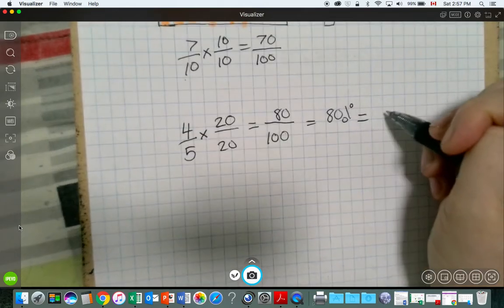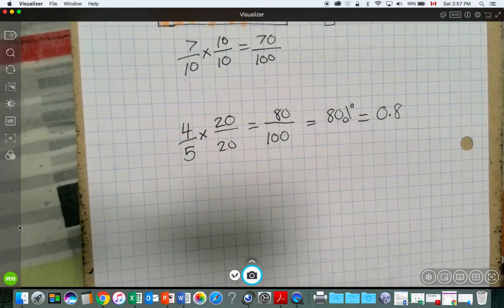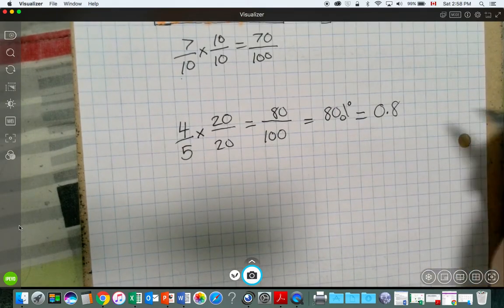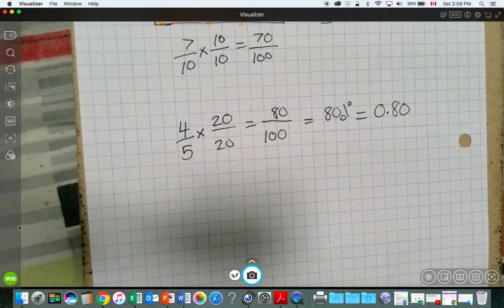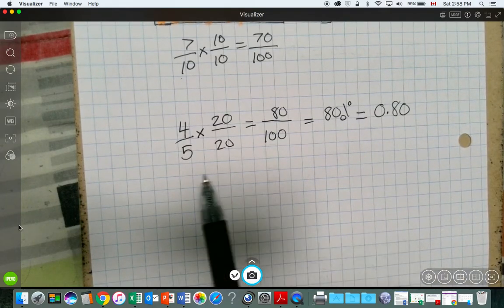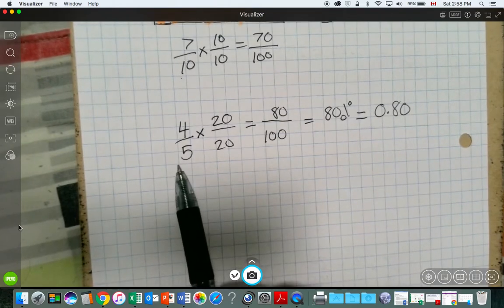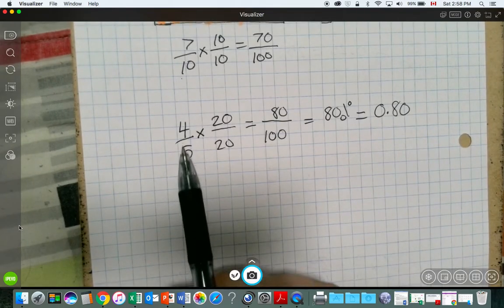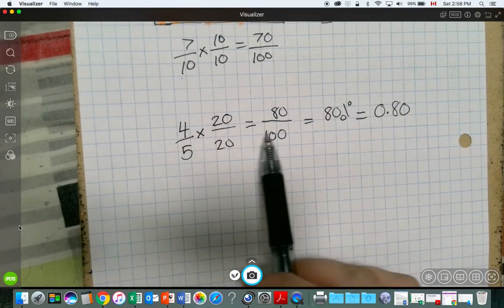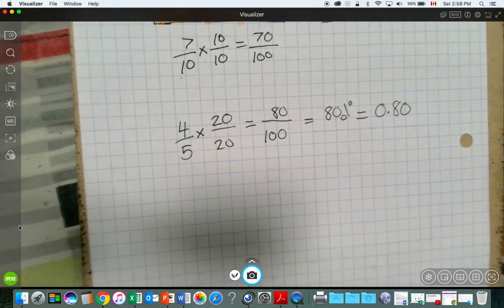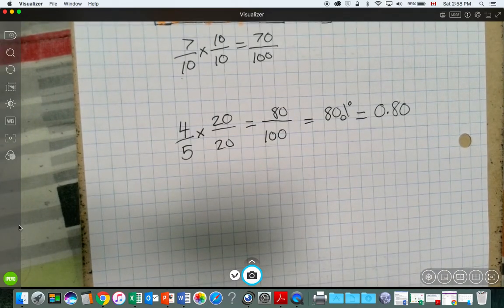And it is also equal to 0.8, or if you want to show it as 0.80, they're both the same number. That's okay. So now that we see it drawn out mathematically, we know that 4 over 5 is the same as 80%. So this is how you would change your fractions to a fraction over 100 in order to find out the percent and the decimal.